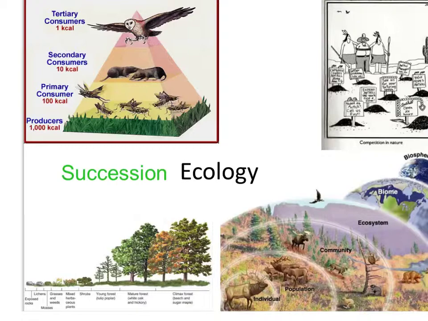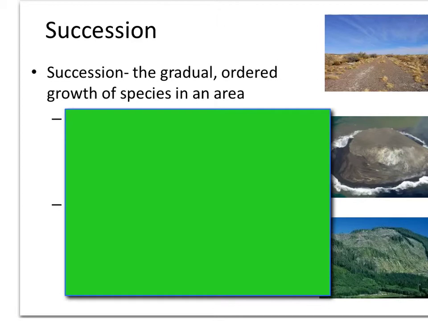So let's get started. Succession is defined as the gradual ordered growth of a species in an area. That's the official definition, and you guys know this already. Think about what your backyard looks like. If you had a nice forested backyard and you cut down all those trees, what would you expect to see there in a year? Would you expect to see trees there again? No. You'd probably see more grass. And the year after that, you would see shrubs, and then maybe you'd see saplings, things like that.